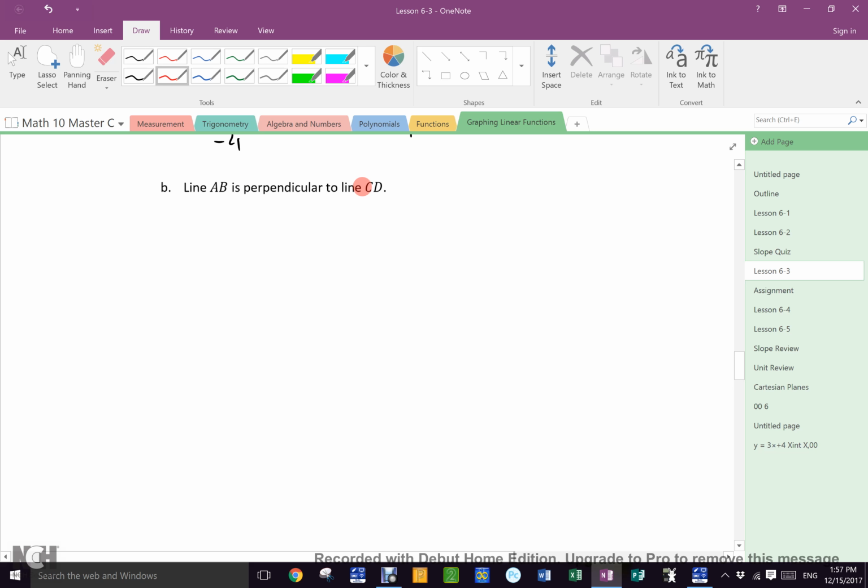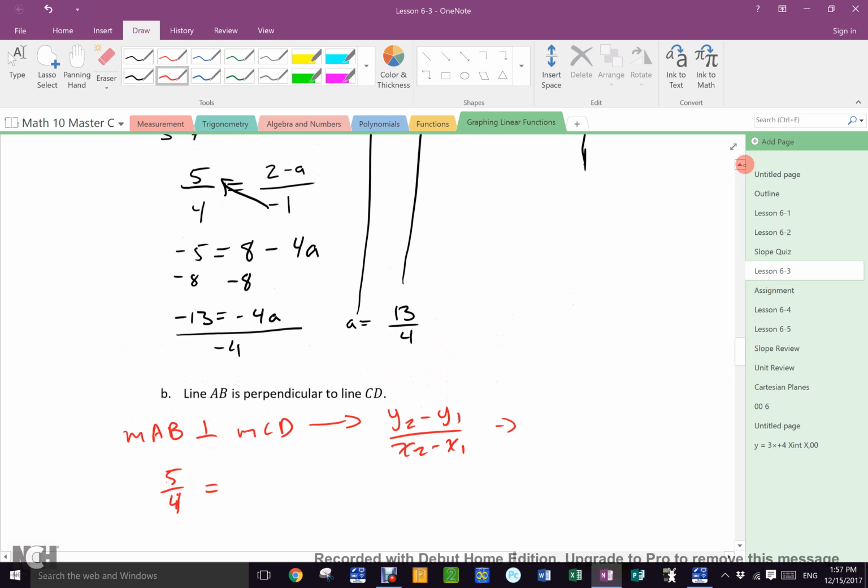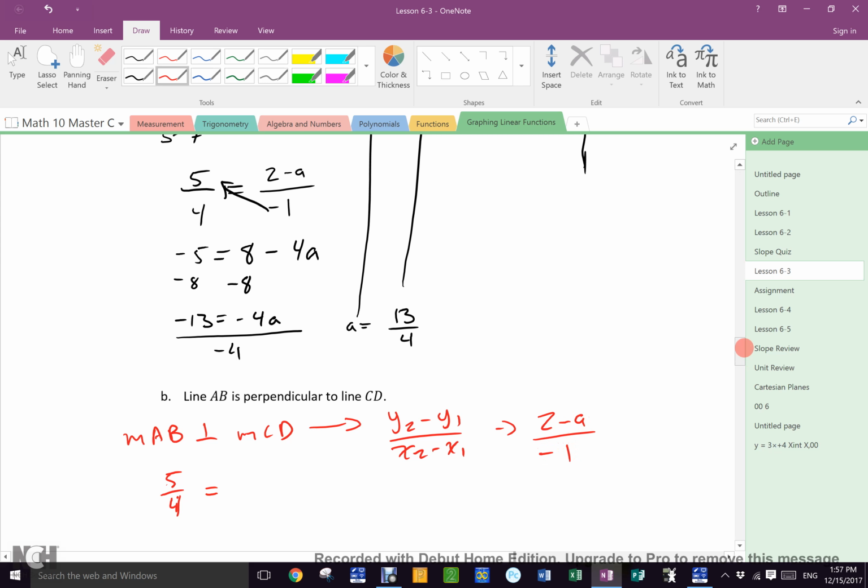If they're perpendicular, then what happens to CD? The M of AB, if it's perpendicular to CD, what happens to CD? It flips and it changes signs, right? So we already know AB is 5/4, don't we? Right? And we know that CD is supposed to be y2 minus y1 over x2 minus x1, right? And we know that right now it looks like this. 2 minus a over negative 1, correct?